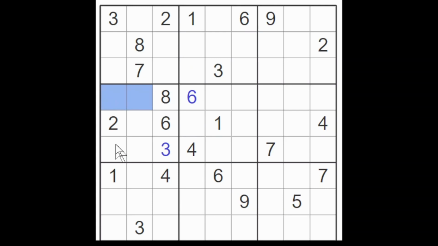Well, a 7 will have to go here, of course, because of the 7 here and the 7 here. I nearly overlooked that, and that means that a 7 must go in one of these 2 cells.